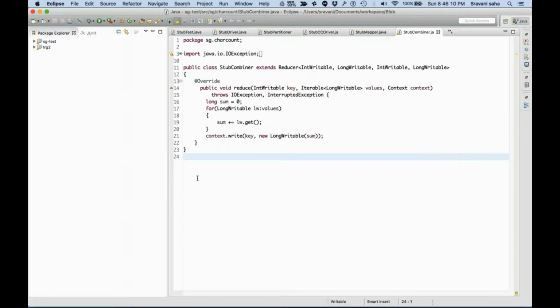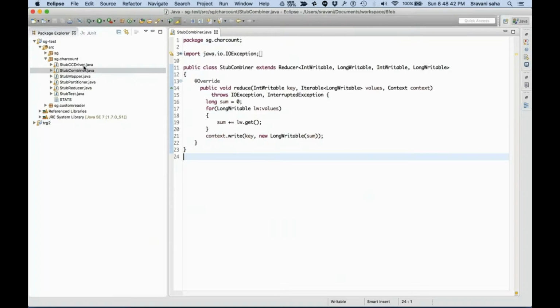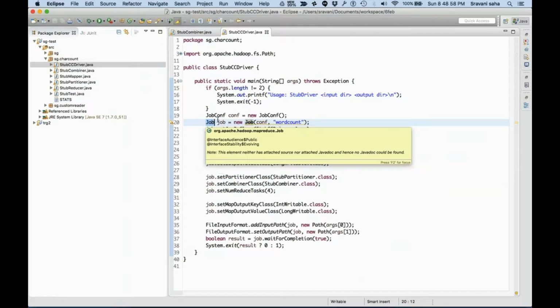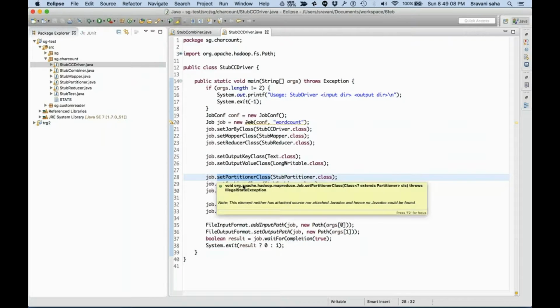Let's take a look at the code, the SG test one, the second project which we have mentioned on the LMS. Here, there is something called char count. If you see the driver, we are setting the partitioner and setting the combiner. It doesn't enforce any kind of ordering. We basically create this large job object, set all the parameters, and then execute in a single shot.